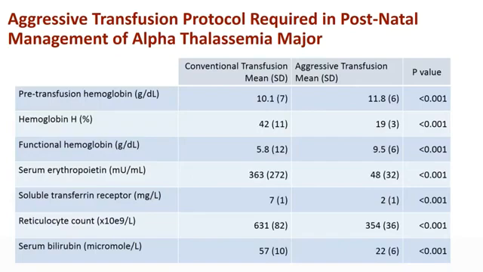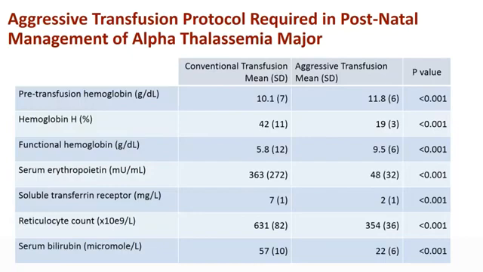This compares conventional transfusion for beta thalassemia goals to the aggressive alpha thalassemia protocol for alpha thal major. Basically 10 as a pre-transfusion hemoglobin versus 12. And you could see that with that little extra transfusion, you could lower the hemoglobin H from 42 to 19%. This is critical because hemoglobin H doesn't carry oxygen, and therefore it's a non-functional hemoglobin. And when you separate it from the total hemoglobin value, which is 10, you will see that they only have a functional hemoglobin of 5.8.